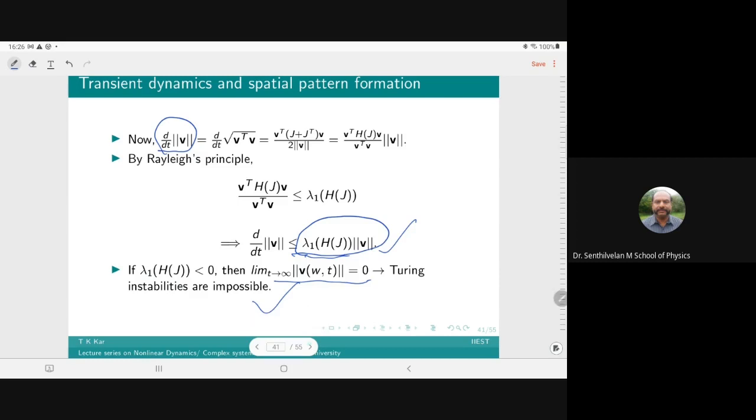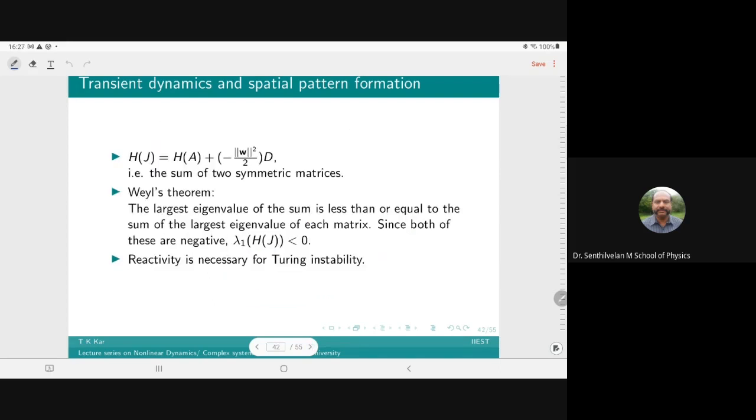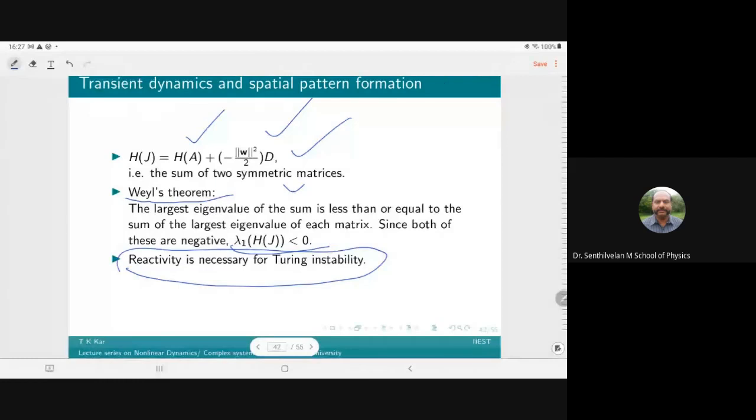And here we have found a very important result. Look at this, Hj equals Hj plus this one, that is, the sum of two symmetric matrices. And using this theorem, the largest eigenvalue of the sum is less than or equal to the sum of the largest eigenvalue of each matrix. Since both of these are negative, this one is also negative. So the conclusion, which is very important, is that reactivity is necessary for Turing instability. It is very important. If a system is reactive, then only Turing instability can occur.